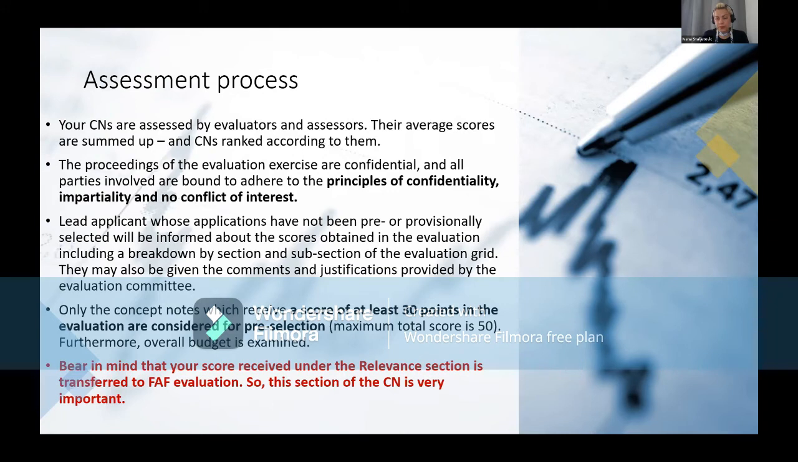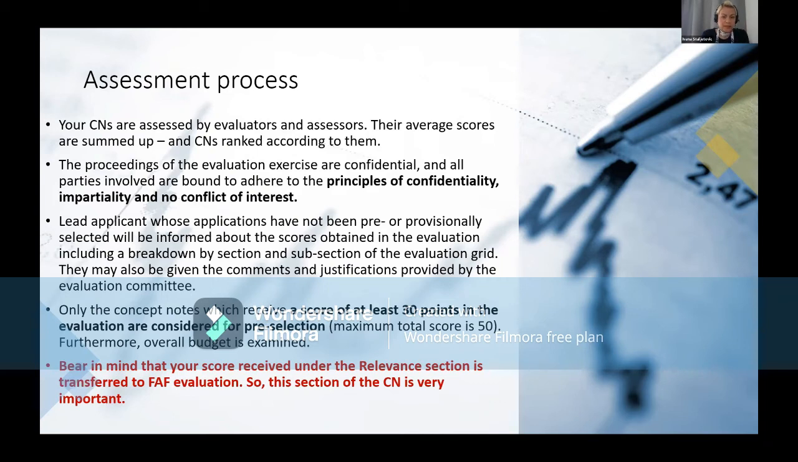So the process is confidential, also, of course, the names of the assessors and the evaluators. Their impartiality in the performance of their assessments needs to be ensured, they need to be impartial, and they cannot be in conflict of interest with any of the actors, any of the applicants, co-applicants, affiliated entities, and so on. So if they are in conflict of interest, they need to declare it immediately and step out from this process. So all these principles need to be ensured.